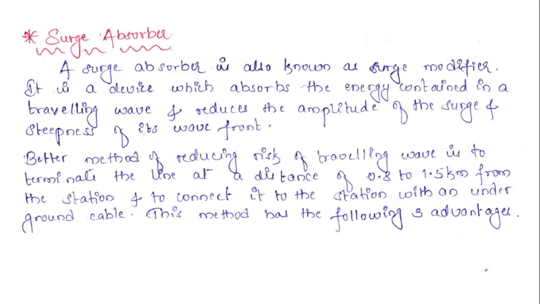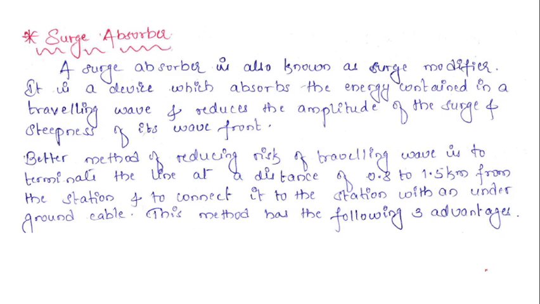A surge absorber is also known as a surge modifier. It is a device which absorbs the energy contained in a traveling wave and reduces the amplitude of the surge and steepness of its wavefront. So this surge absorber is nothing but it is going to absorb the energy of these traveling waves and also reduces the amplitude of the surge, that is the voltage.